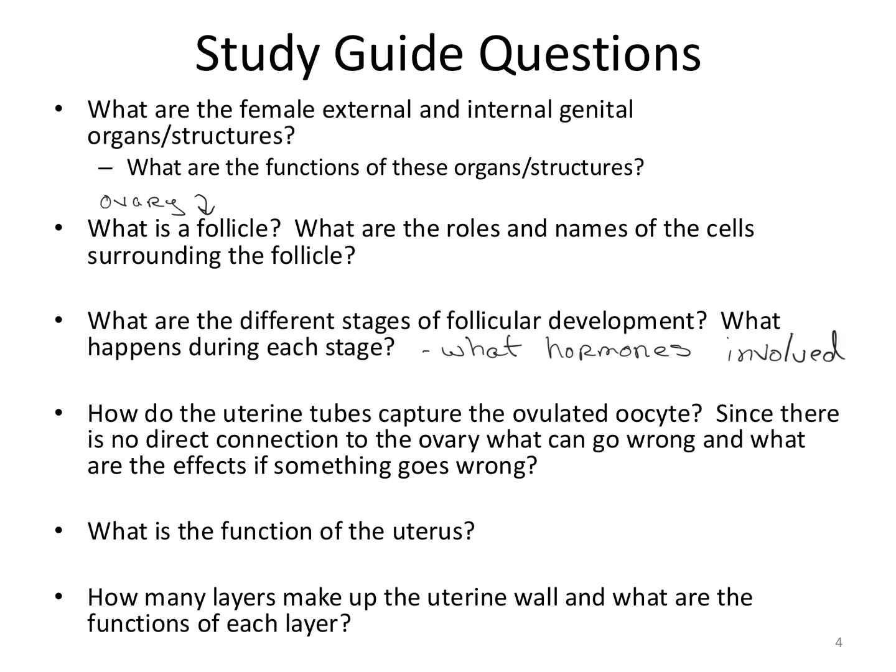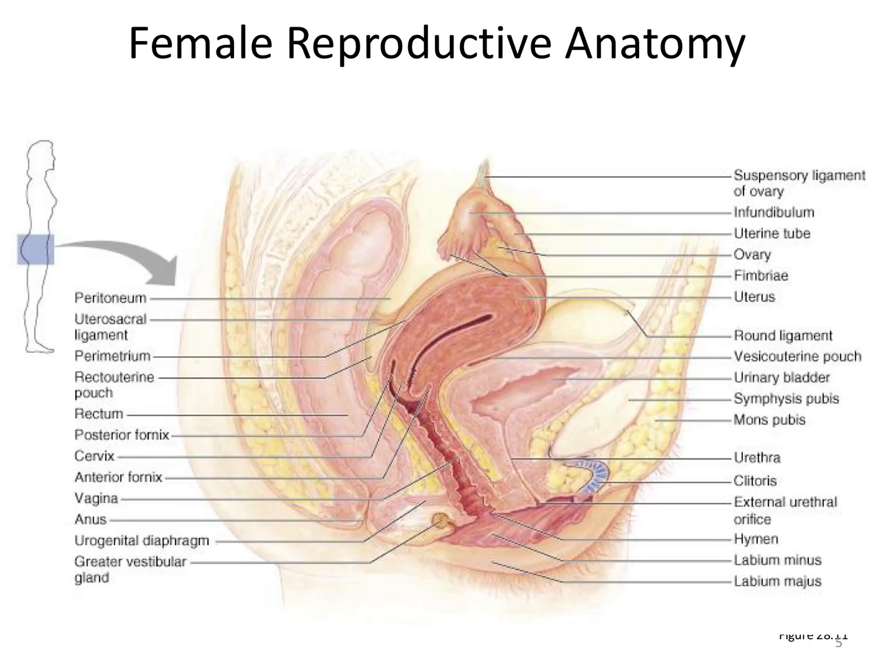We're going to look at how the uterine tubes capture the ovulated oocyte, the function of the uterus, and the layers of the uterine wall. So let's start with the female reproductive anatomy.